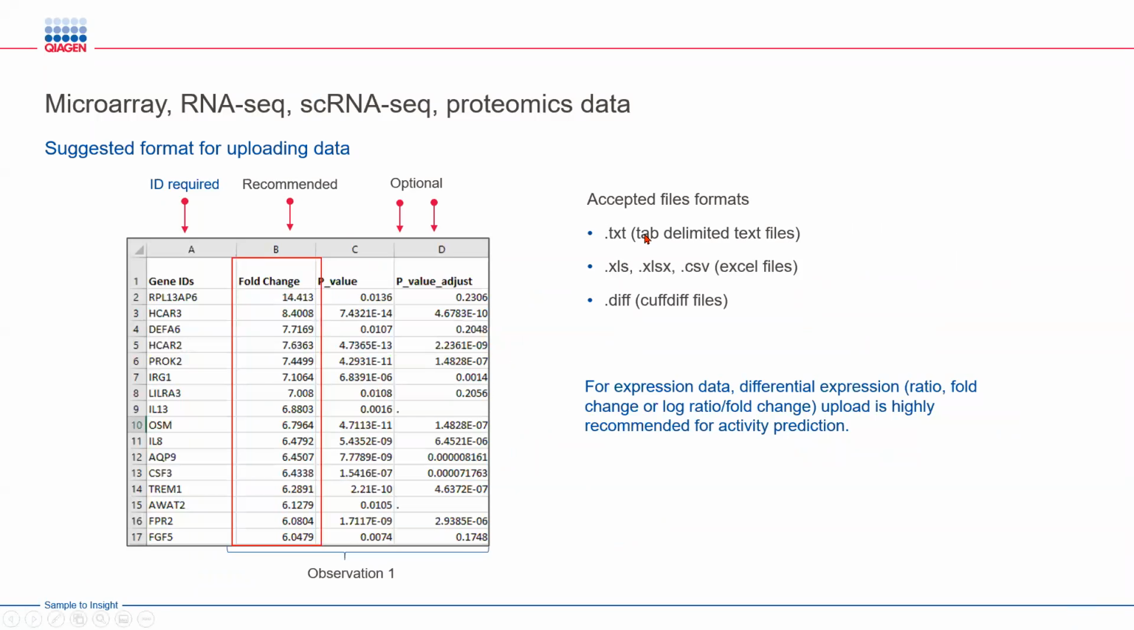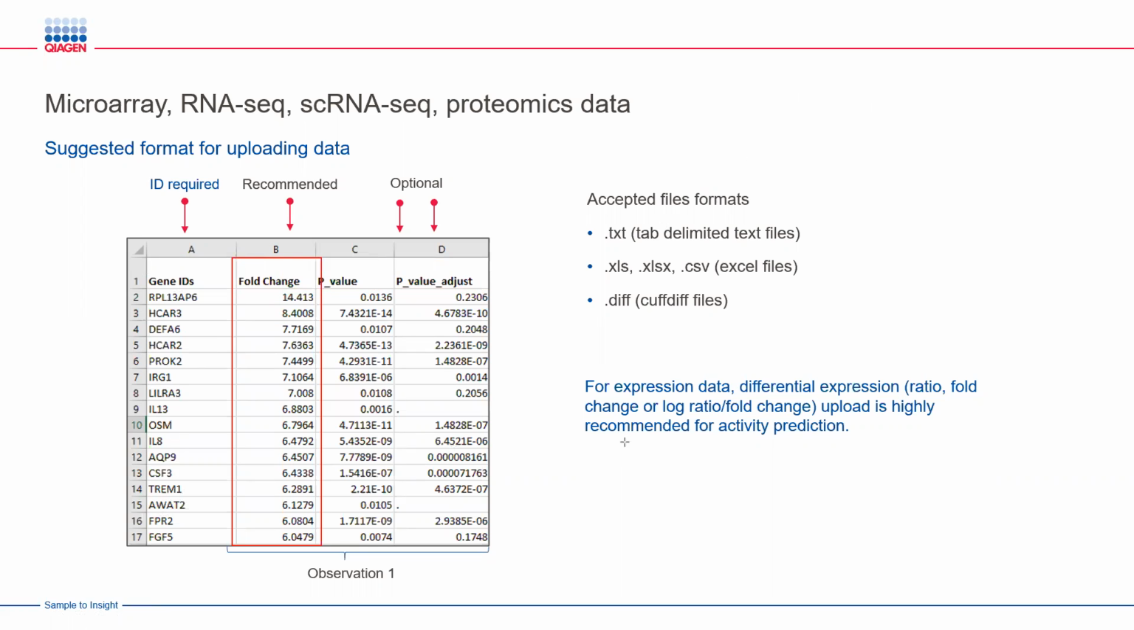Now, if you do have some kind of expression data, you can upload it into IPA. So here we have a data format that you would follow for uploading your data. You need to make sure that the first column is always the ID column, so you have some sort of gene symbol, Ensembl ID, basically an acceptable ID format. And then followed by fold change values, p-values, adjusted. If you have FDR values, you can add them as well.